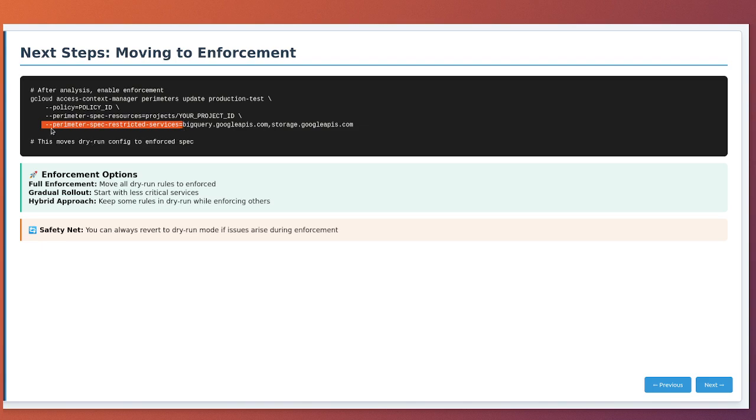If you discovered legitimate traffic that would be blocked, you have options. You can create access levels that allow specific conditions, modify the perimeter to exclude certain services, or adjust the project scope. The beauty of this approach is that you have real data to make informed decisions. No more guessing about the impact of security policies. Remember, you can always switch back to dry run mode if you encounter issues after enforcement. This gives you a safety net during the transition.